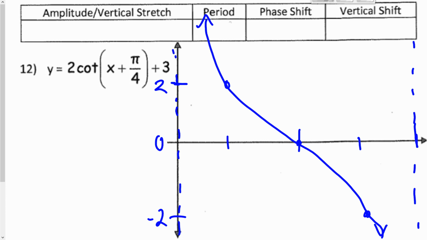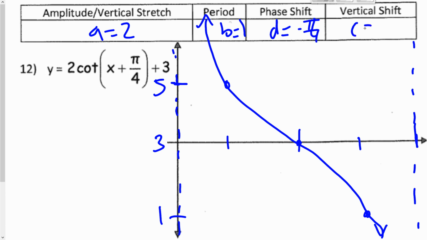And then we add 3, so this becomes 5. Or sorry, this becomes 3. And this becomes positive 1. And we can see that distance is a distance of 4. Divide that by 2 is 2. That's our amplitude, right? Period is what's being multiplied by x, which is 1, and our phase shift is the opposite of the inside there, negative pi fourths, and our c is 3.